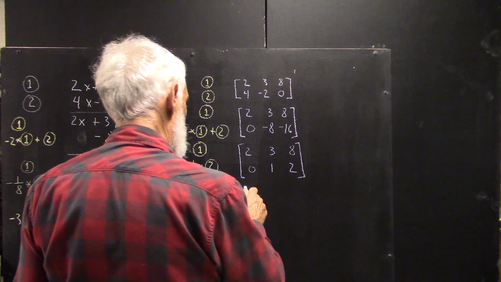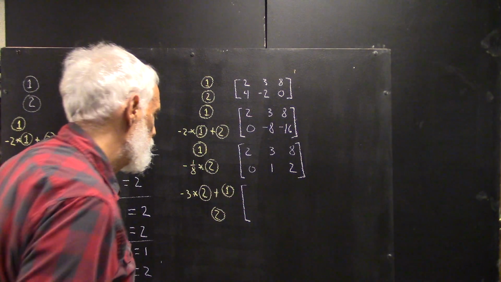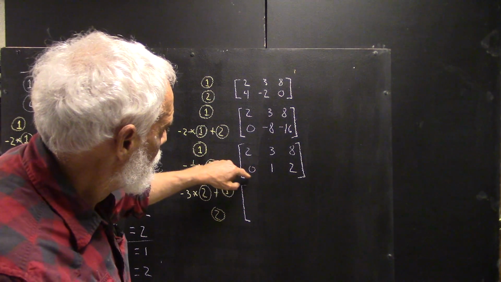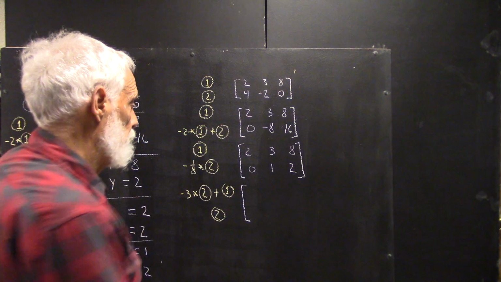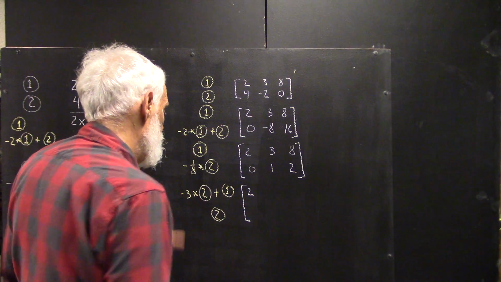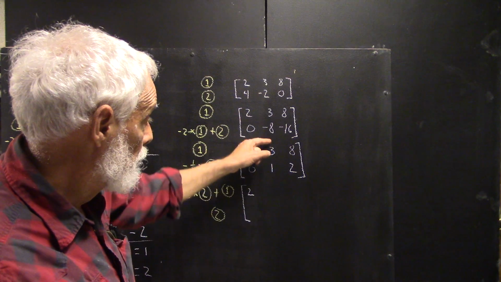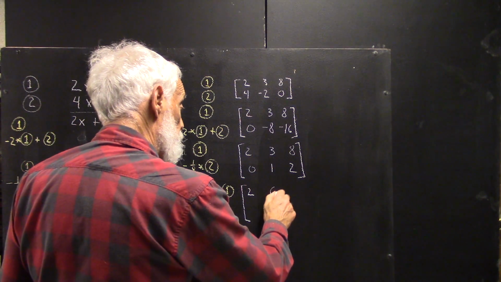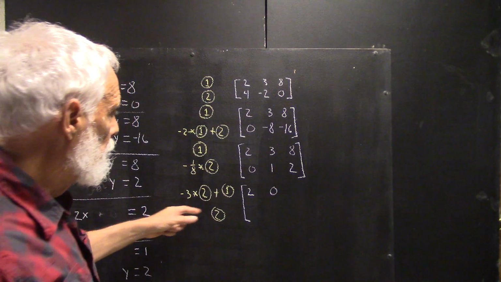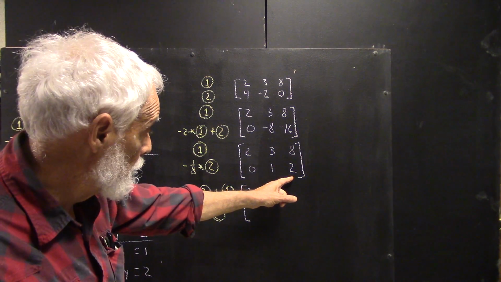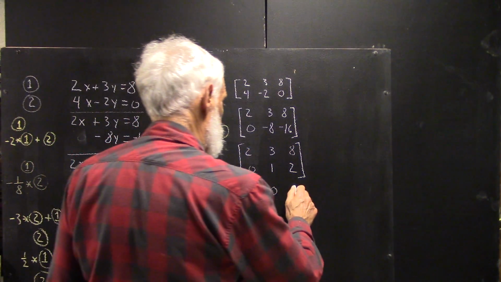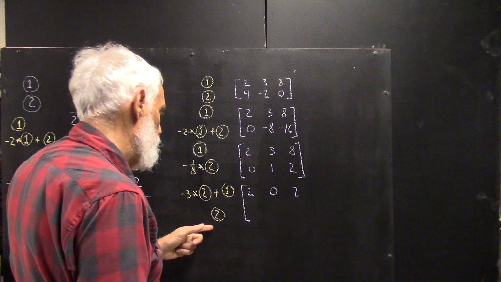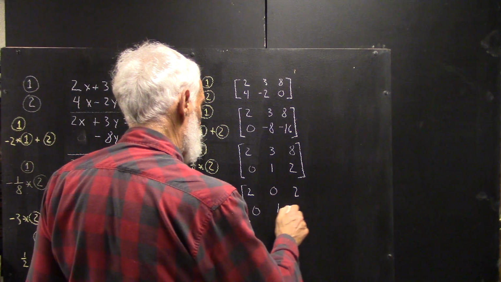So that gives me what? Negative 3 times 0 is 0, added to 2 gives me 2. Negative 3 times 1 gives me negative 3. Add that to 3 and we get 0. And negative 3 times 2 is negative 6. Add that to 8, we get 2. And then we repeat the second row, 0, 1, 2.